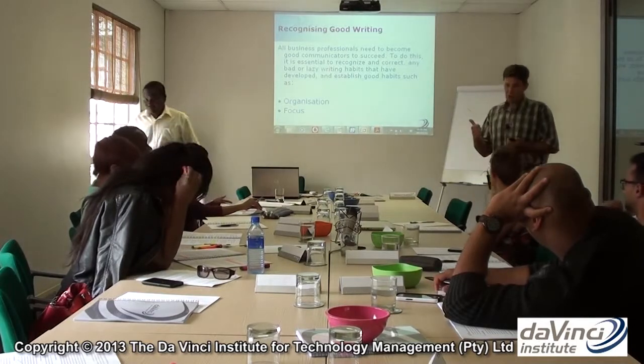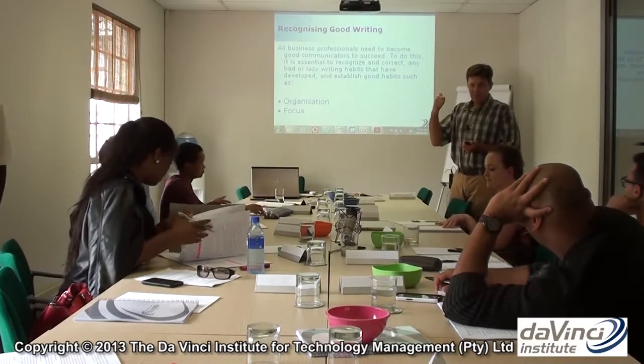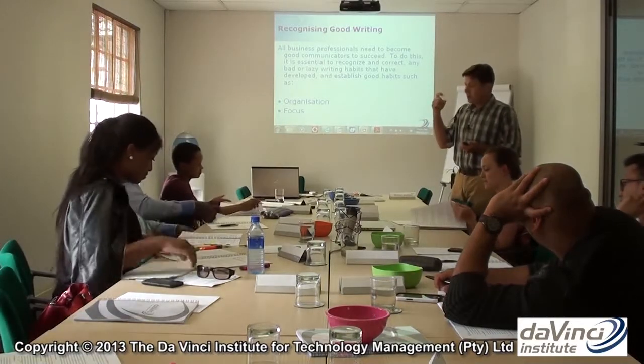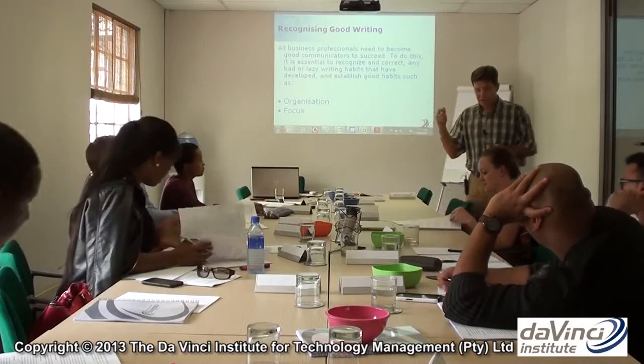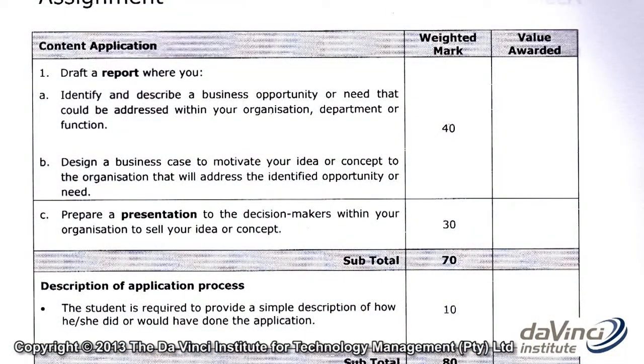Remember, we're looking at the first part, so just give me those action verbs again. What did the PMA say? Identify those action verbs, just remind me again. Identify and describe a business opportunity or need that could be addressed within your organization, department, or function.